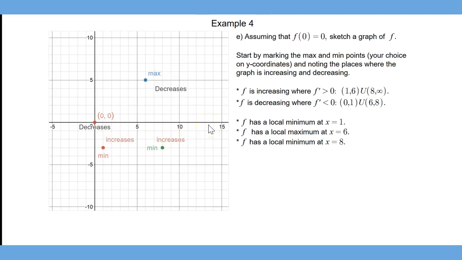You know, again, how you find best to do it. Also, plotting max and min values. So you know the x values of where they occur, but you don't know the y values. So the y values are up to you. So here's a min at x equals 1, a max when x is 6, and a min when x is 8.